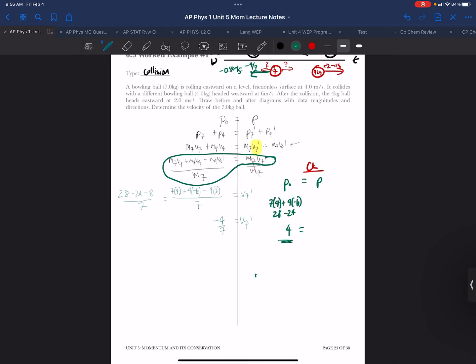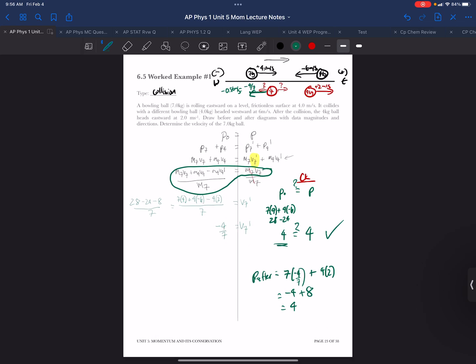Let's check the momentum afterward. We have 7 times the velocity of minus 4 sevenths, and we have a mass of 4 times the velocity of 2. So we are left with minus 4 plus 8, which is 4. Does 4 equal 4? Yes, it does. And so that is how we can check our answers.